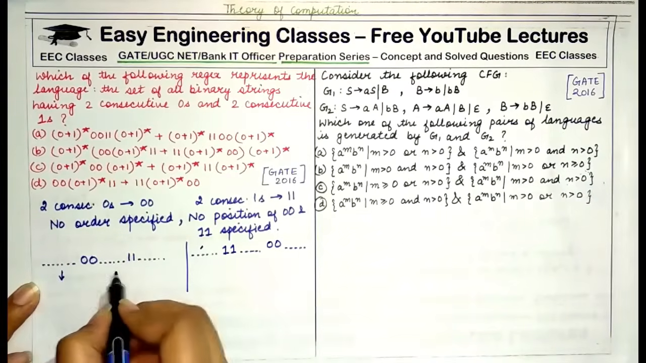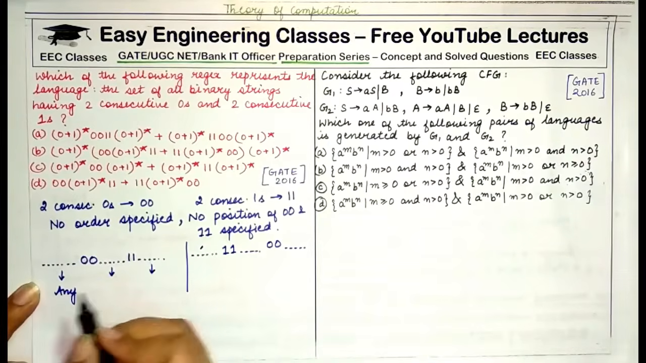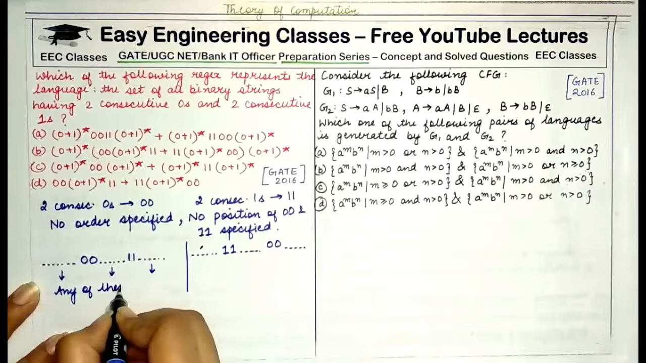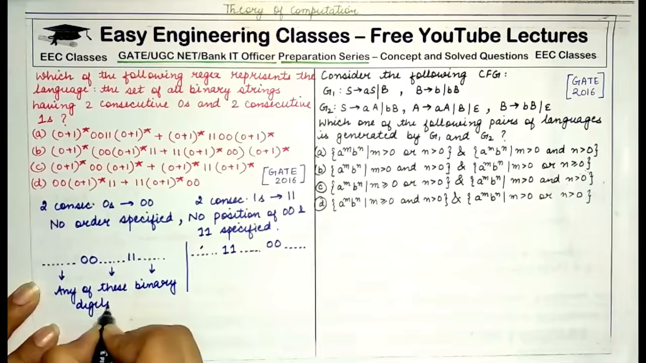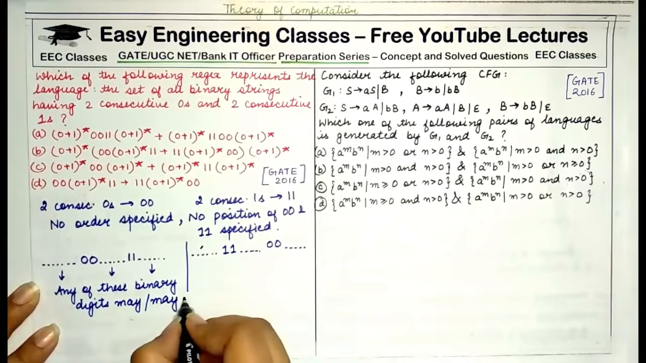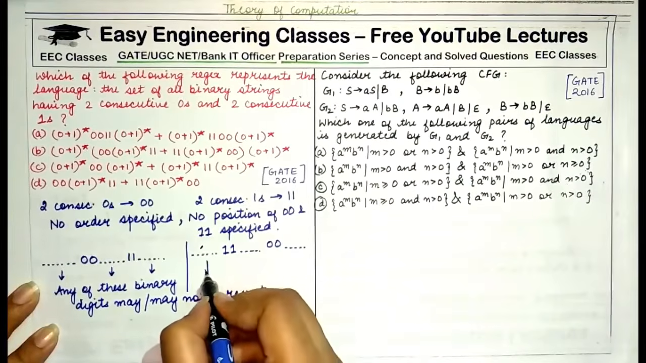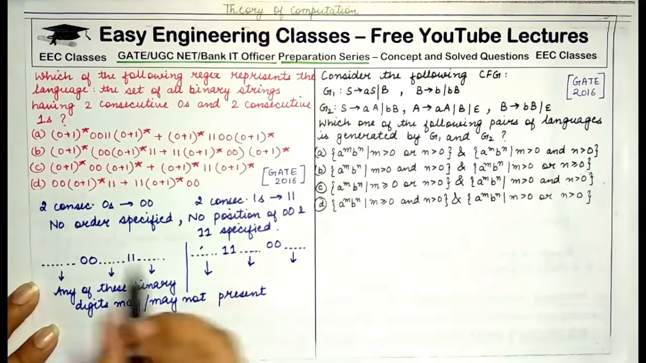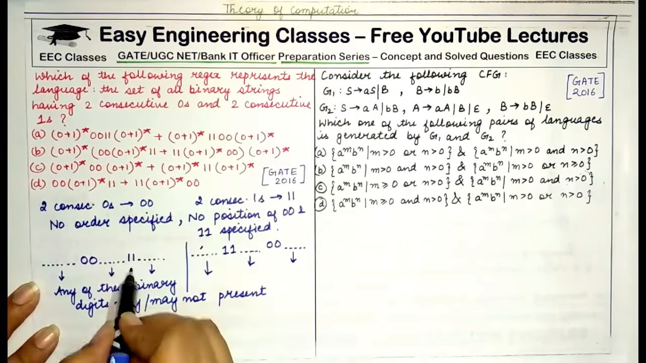Now any of these binary digits may or may not be present, and the same goes for these kinds of strings. So these two types of strings cover all the cases of the binary strings, or the language, generated by these two conditions where 00 and 11 are present.